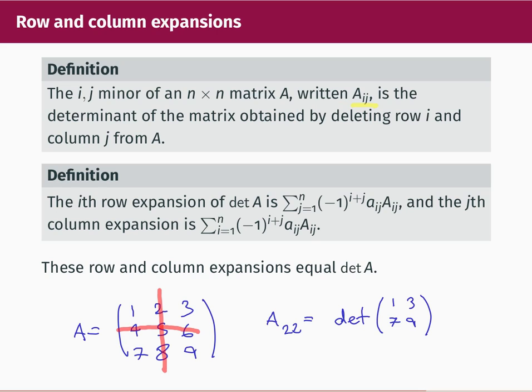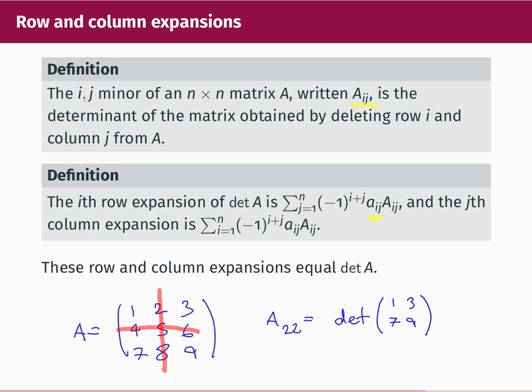We can now define the ith row expansion and jth column expansion of the determinant of a matrix A. The ith row expansion is defined as the sum from j equals 1 to n of minus 1 to the power i plus j of the ij entry of A times the ij minor of A. You can see why this is called the ith row expansion.